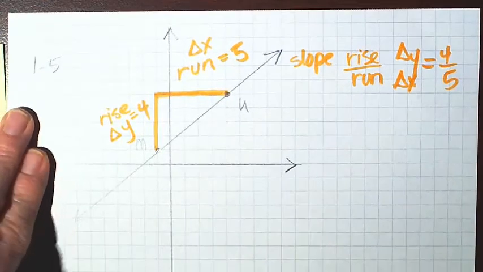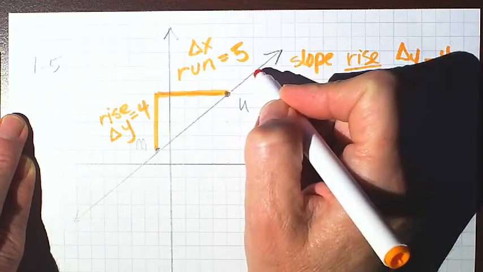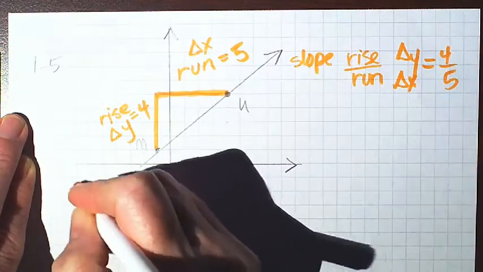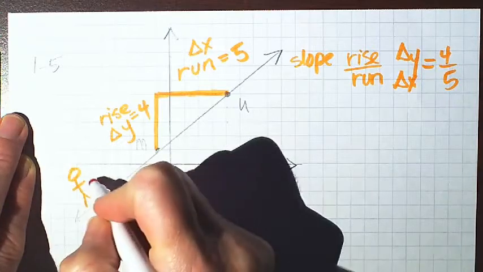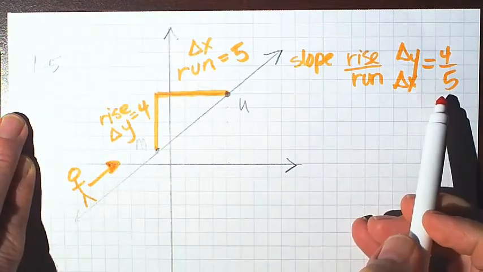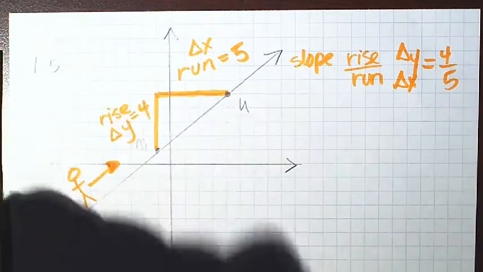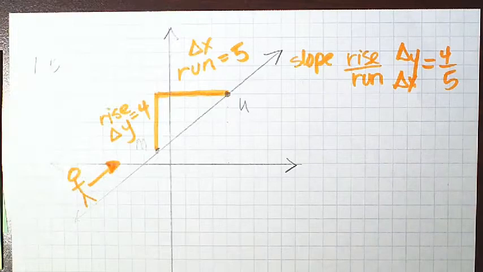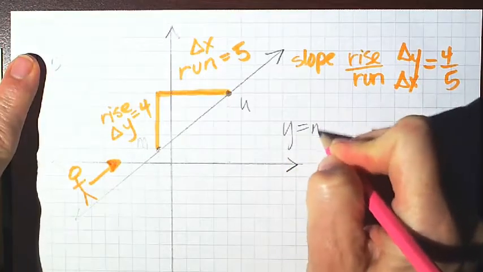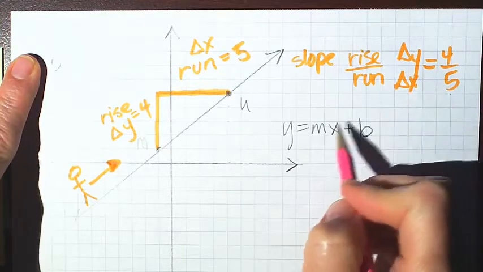Because remember, you always read the slope of a line. You look at the line from left to right, as if someone is walking left to right. Then that person's going to be walking uphill. So then this line is going to have a positive slope. The equation of this line, if we were using slope-intercept form, y equals mx plus b, I would put 4/5 in the place of my slope.